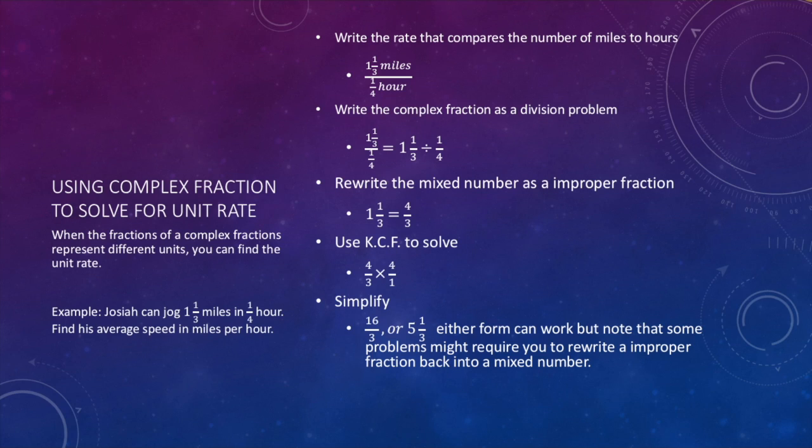But be aware that there are some problems that might require you to move it back into the mixed number, meaning that you're going to have to go from improper back to mixed. You should know how to do that by now. If not, put yourself on the help board. We'll have a small little lesson to help you remember it. So Josiah can jog an average speed of 5 1/3 mile per hour.